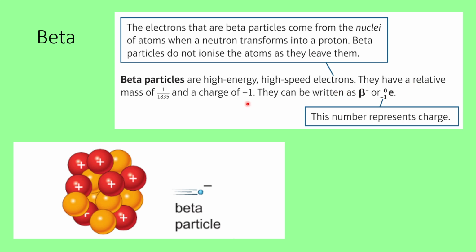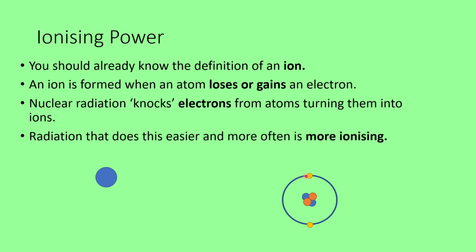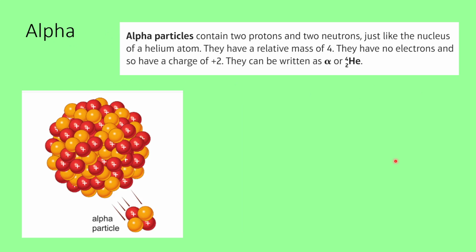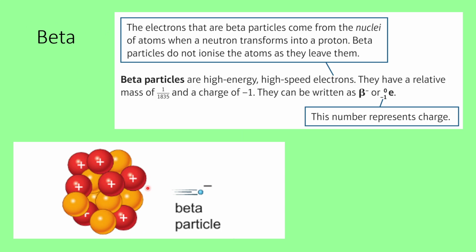Beta particles are high energy, high speed electrons. So it's just an electron that's come from the nucleus, moving at a high speed with a high energy. Electrons that are beta particles come from the nuclei. If we go back to this here, this is an electron that's been knocked off from one of the electron shells, not come from the nucleus itself. So that's not a beta particle, that is just a free electron. But beta particles must come from the nucleus themselves.